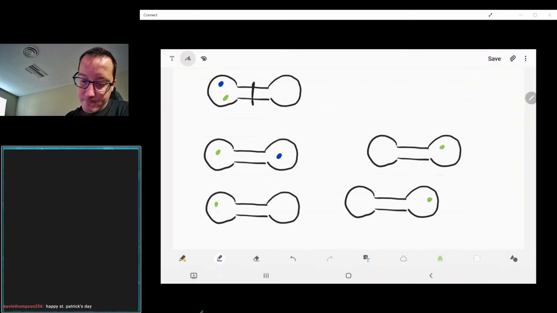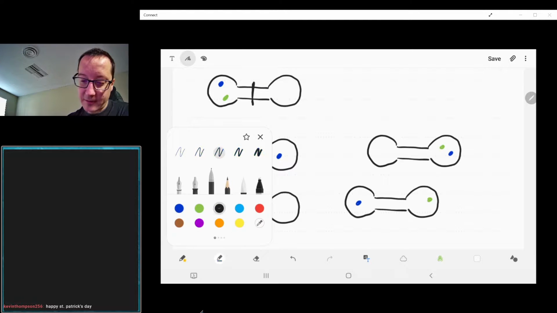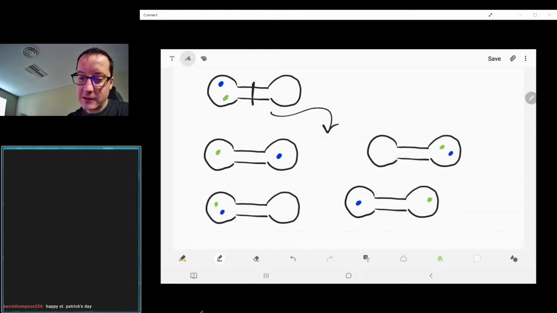These are kind of the four options we would get, right? If we were to take a look at a given moment in time, these are the four options we would have, right? We could have the green one on the left, the blue one on the right, both of them on the left, both of them on the right, or one on opposite sides of the first one.